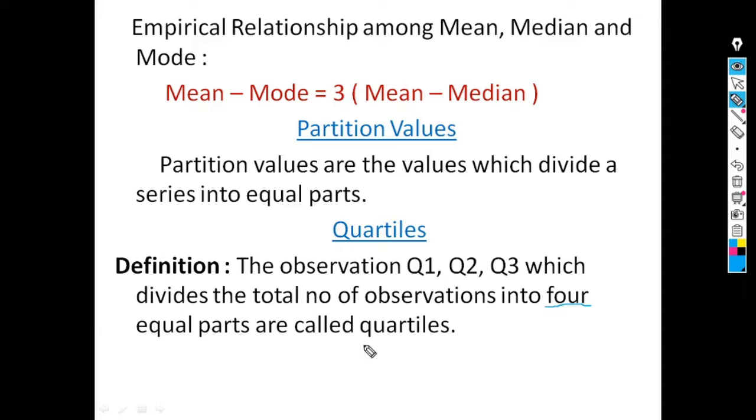Q1 is known as lower quartile or first quartile, and for both cases, whether n is even or n is odd, the formulas for quartiles are: Q1 is equal to the value of (n plus 1) by 4th observation. Q2 is known as second quartile or median, and its formula is the value of (n plus 1) by 2th observation, and Q3 is known as upper quartile or third quartile, and its formula is Q3 is equal to the value of 3 into (n plus 1) by 4th observation.